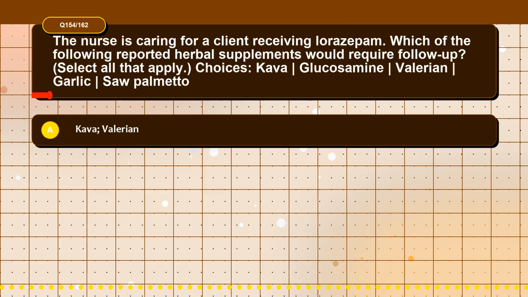Question 154. The nurse is caring for a client receiving lorazepam. Which of the following reported herbal supplements would require follow-up? Select all that apply. Choices: kava, glucosamine, valerian, garlic, saw palmetto. Here are the options. Option A. Kava, valerian.